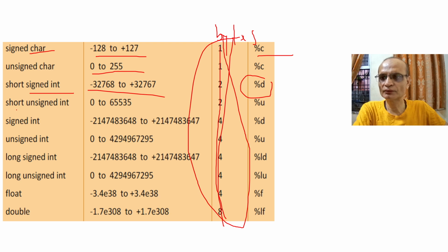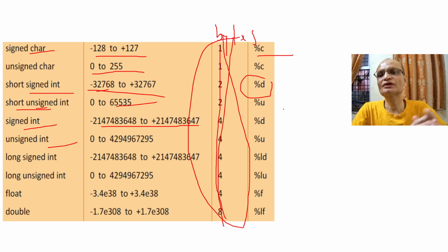Then for unsigned, the range gets doubled. If you double 32768, the range becomes 0 to 65535. That's the reason many times people use unsigned int when they know there is no negative number. Here the positive range increases, so instead of just 32767, it goes double. Similarly signed int, if it is 4 bytes, then this is the big value. Similarly unsigned int, then long unsigned int, then float and double.